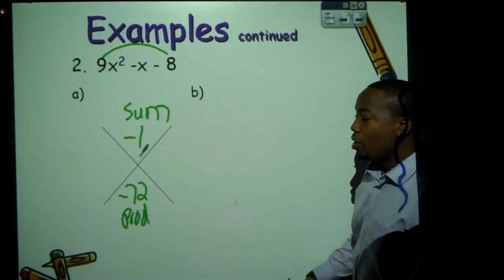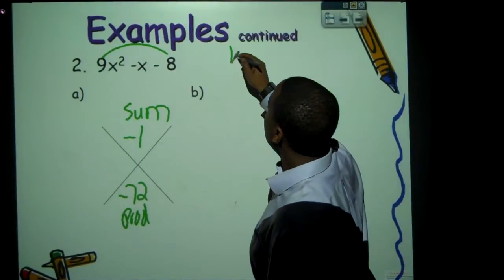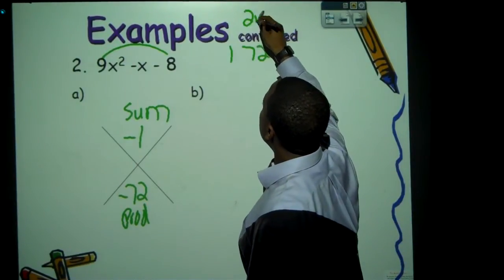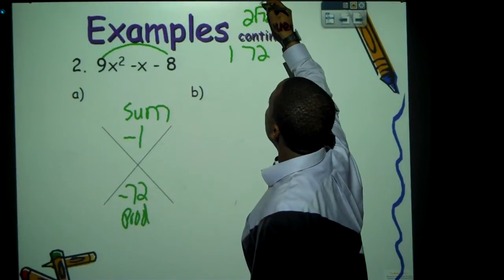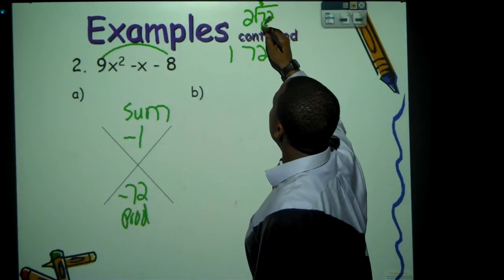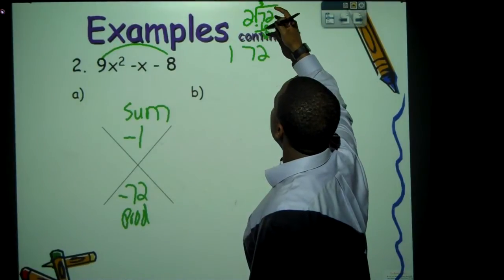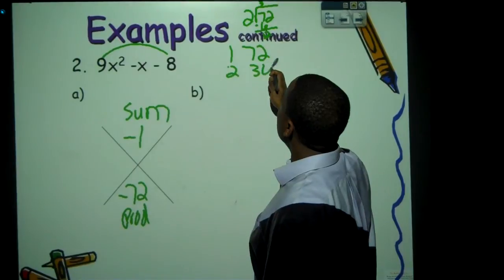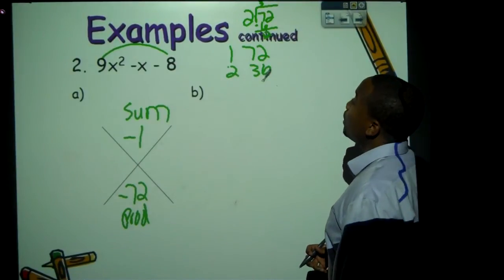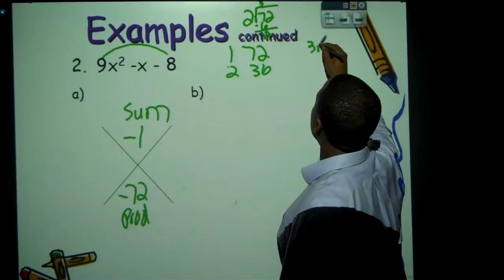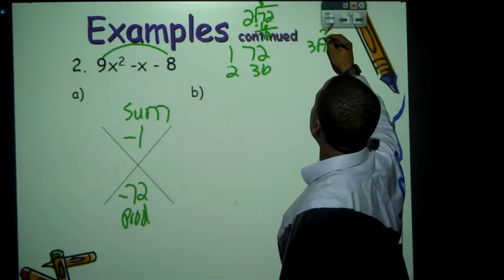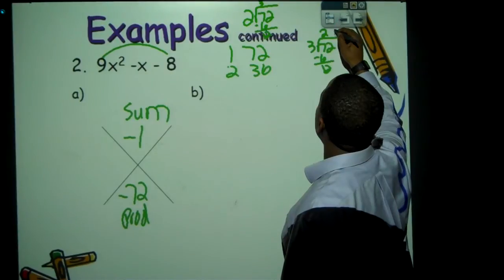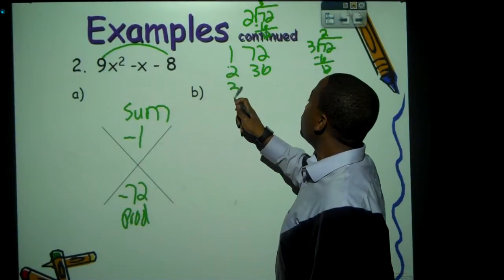So, what are the factors of 72? 1 and 72, and anything else work? I think 2 goes into 72, doesn't it? Could be wrong, could be wrong. I think I might be right though. So that would be 36. 2 and 36. Can 3 go into 72? Yes, it can. So that's 24. 3 and 24.